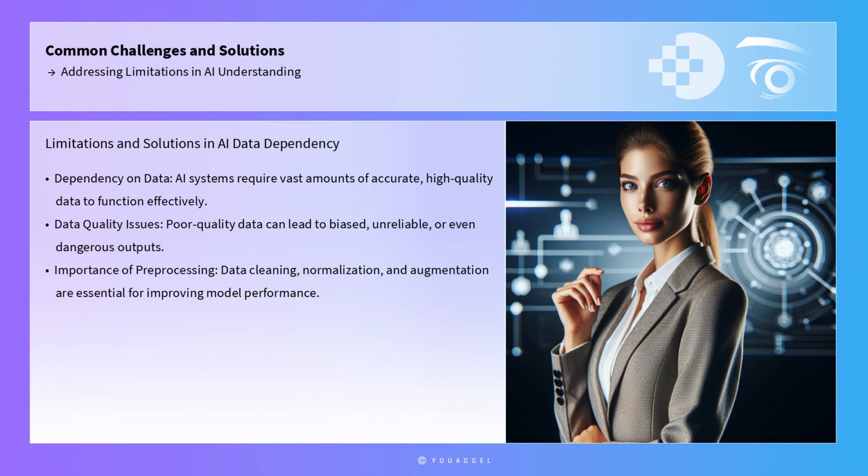Data cleaning involves removing inaccuracies and inconsistencies, while normalization adjusts the data to a standard scale, thus improving the model's performance. Data augmentation, on the other hand, increases the diversity of training data without collecting new data, which is particularly useful in fields like computer vision. These pre-processing steps ensure the AI model is trained on a dataset that truly represents the problem space.